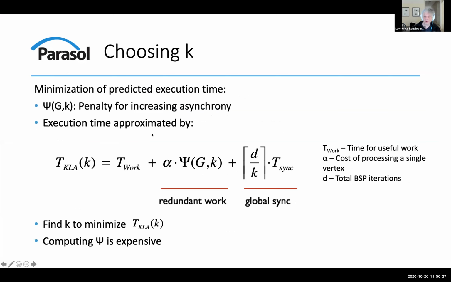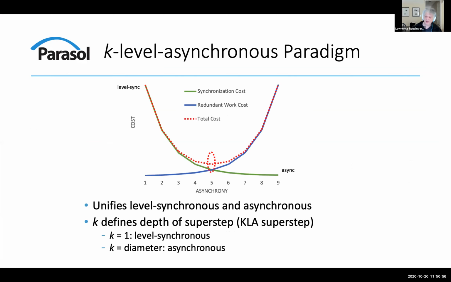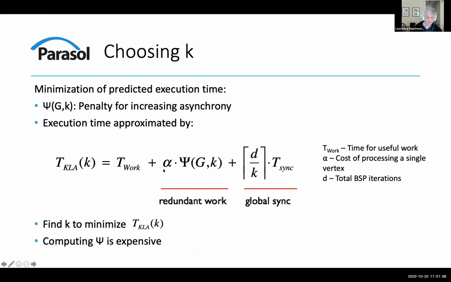So this was the penalty. We tried to model this so that we can actually optimize for the K. If we go to various levels, there are K-level asynchronous executions. And K is how many steps we can go asynchronously before we have a global synchronization. So here is the tower. How many steps? The time to execute is the work plus the redundant work plus the time to do the global synchronization. So we try to minimize this execution time. Computing this one is fairly expensive, the redundant work.